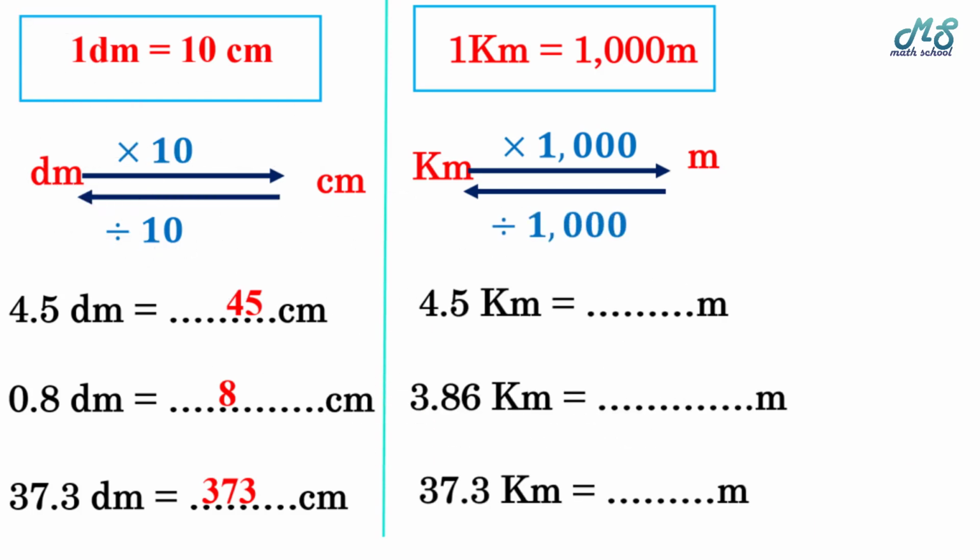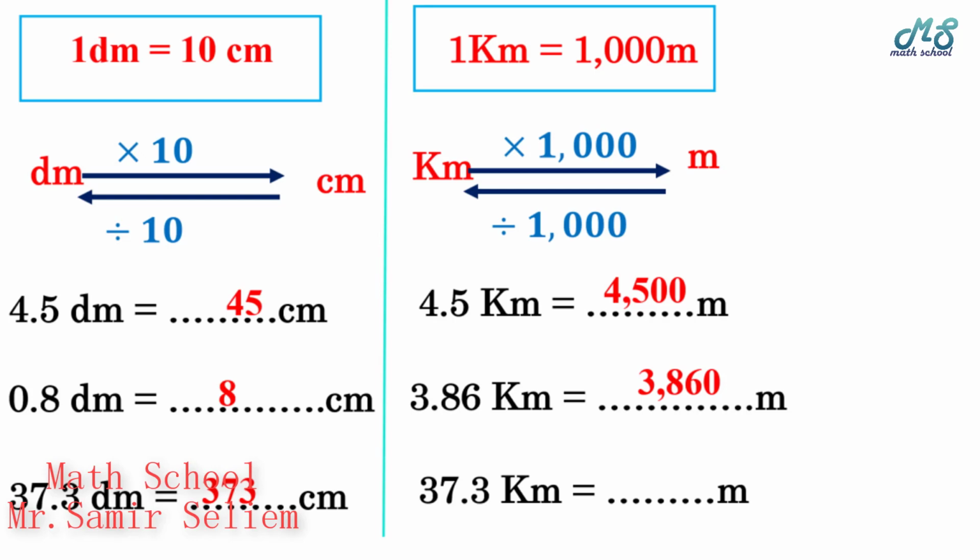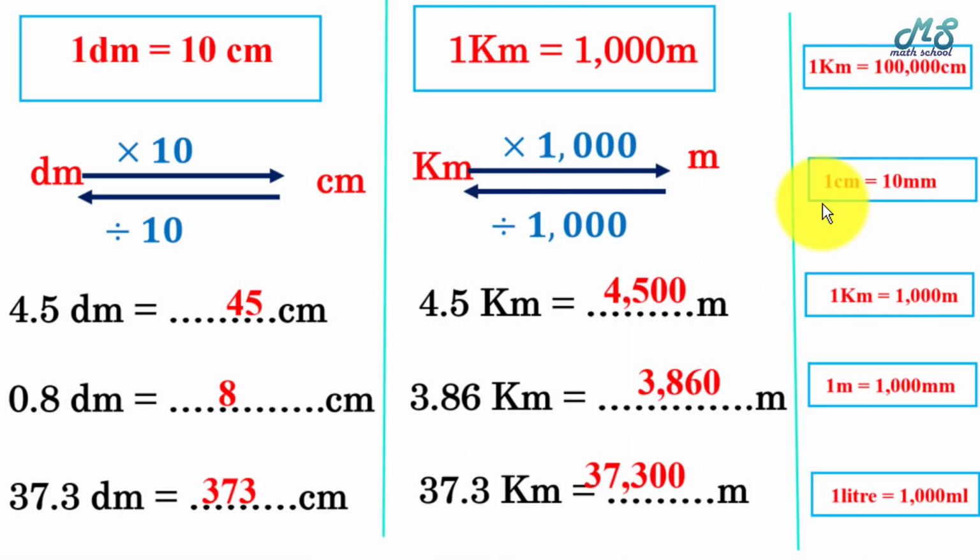For example, guys, we have a decimal number. 4.5 kilometer equals how many meter, guys? Just we will multiply by 1000. We have just one decimal place. Pay attention, you have to insert double zero. Now we will get 4500 meter. 3.86 kilometer. By the same way, multiplying by 1000, we will get, guys, 3860 meter. Finally, 37.3, we have just one decimal place, so you have to insert double zero. It will be 37,300 meter.